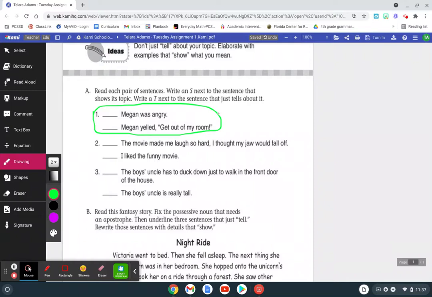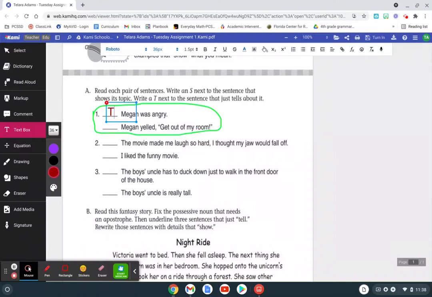Megan was angry. Megan yelled, "Get out of my room." I'm going to read those again. Megan was angry. Megan yelled, "Get out of my room." We're going to write an S next to the sentence that shows its topic, and T next to the sentence that just tells about it. So which one is kind of just telling us what happened? Right. I'm going to use my text box so it's easy to see.